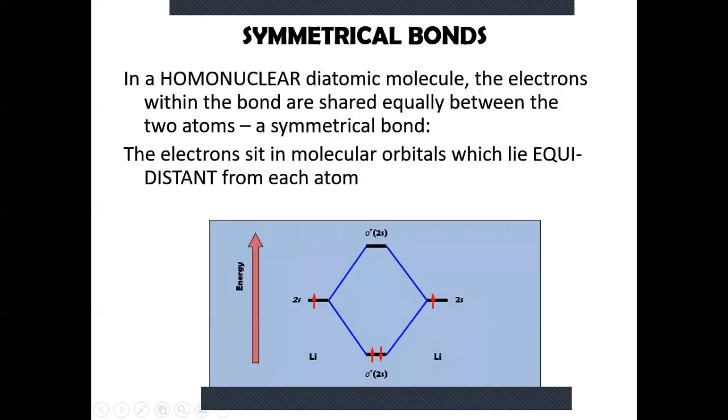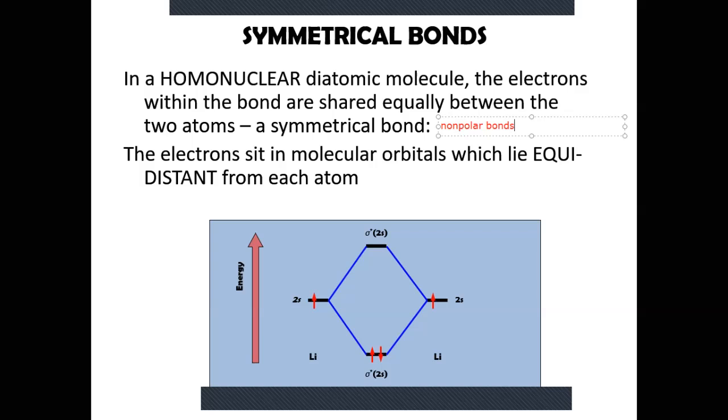So again, why are some heteronuclear bonds stronger than expected? This is because when it's a symmetrical bond, the electrons in the bond are shared equally. These are non-polar bonds. That's what we mean by symmetrical bonds.